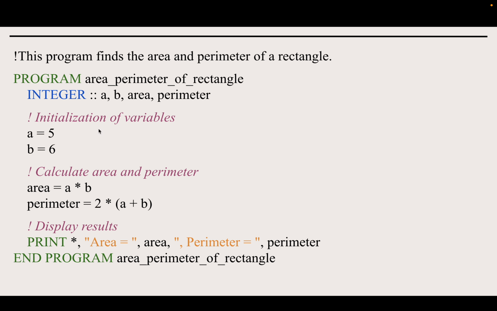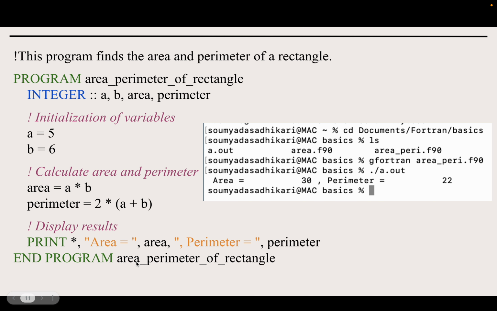The next part is the initialization of variables. A is equal to 5 and B is equal to 6 in this case, and we have to calculate the area and perimeter, which is area equal to A into B and perimeter equal to 2 whole into A plus B. Next is to display our area and perimeter, and at the end we end the program. Next I have executed the same code, and for this particular value of A and B, the area is equal to 30 and the perimeter is equal to 22.